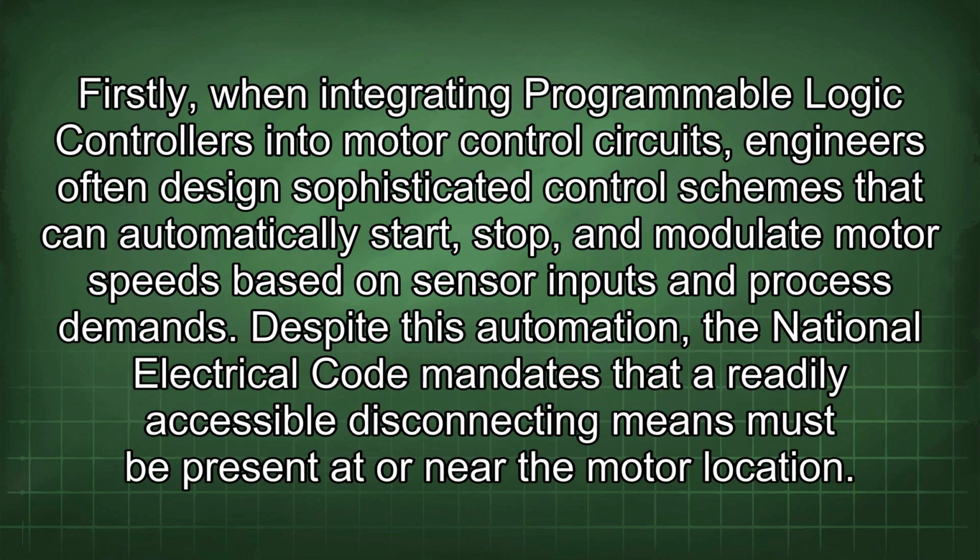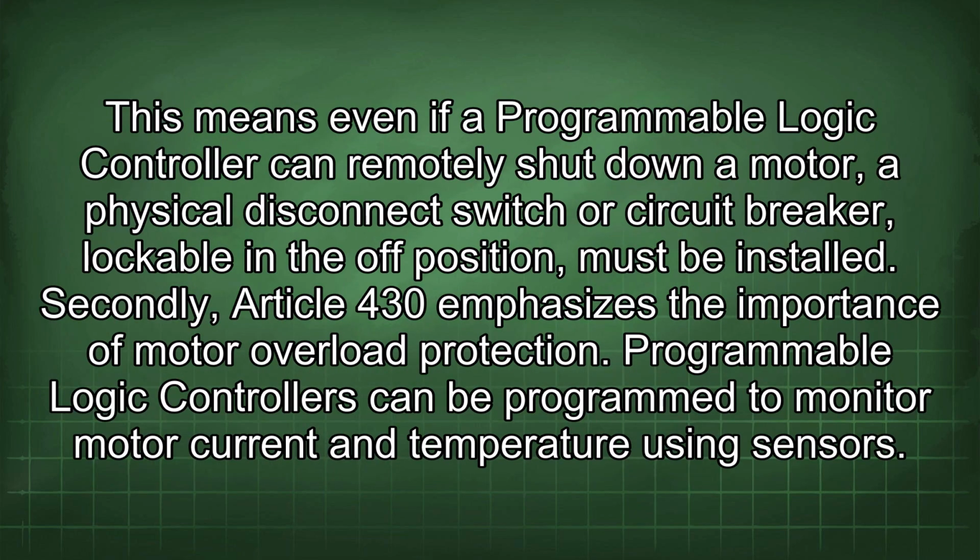Firstly, when integrating programmable logic controllers into motor control circuits, engineers often design sophisticated control schemes that can automatically start, stop, and modulate motor speeds based on sensor inputs and process demands. Despite this automation, the National Electrical Code mandates that a readily accessible disconnecting means must be present at or near the motor location. This means even if a programmable logic controller can remotely shut down a motor, a physical disconnect switch or circuit breaker lockable in the off position must be installed.